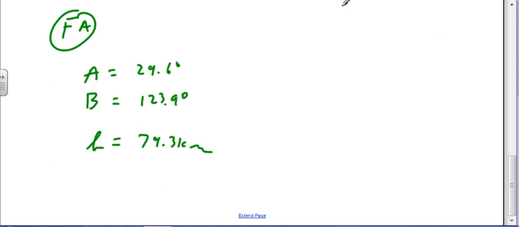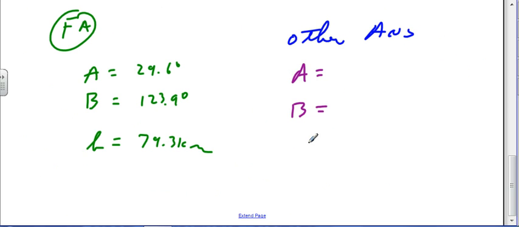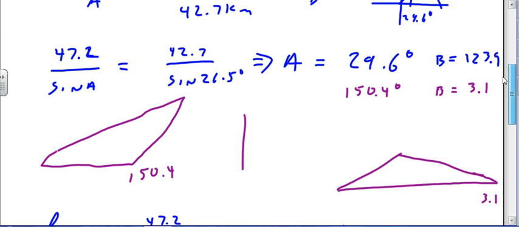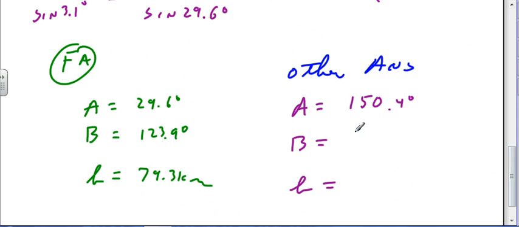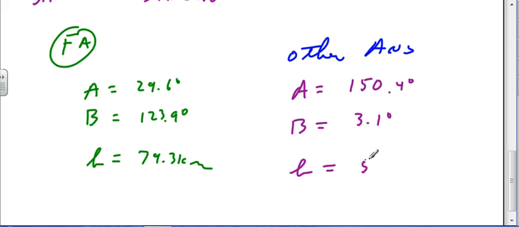And the other answer would have A equal to something, B equal to something, and little b equal to something. And this is the 150.4. And this is the 3.1. And the little b would be 5.2. Okay? But that's what we have to do.